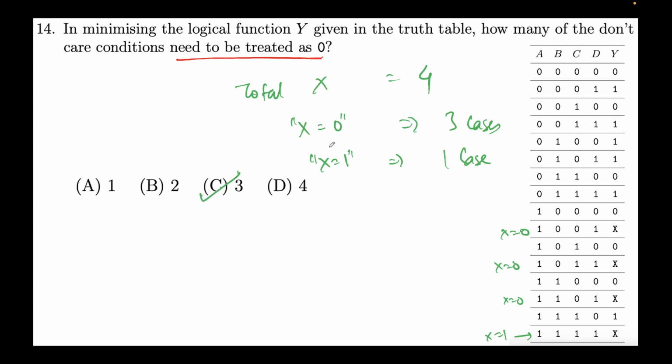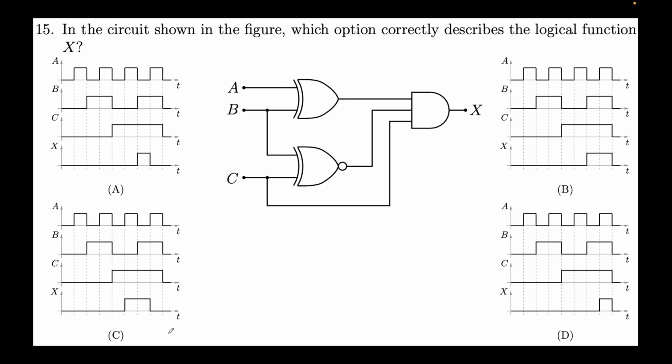So in 3 of these cases I have taken x to be 0 in order to obtain the minimal sum of products form. Okay, now coming back to the last problem for today. In the circuit shown in the figure, which option correctly describes the logical function x? We have solved these kinds of problems, right, where we were given inputs and then we evaluated the intermediate nodes and then we finally evaluated the final expression. But this is one step further. Here we are required to plot the waveforms.